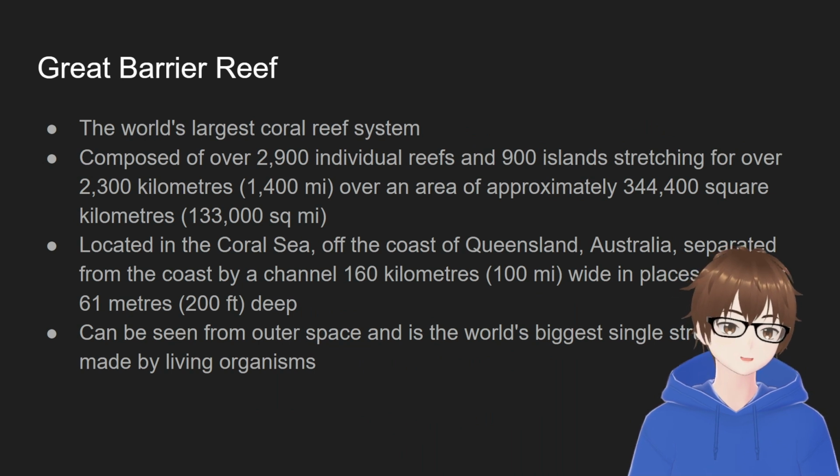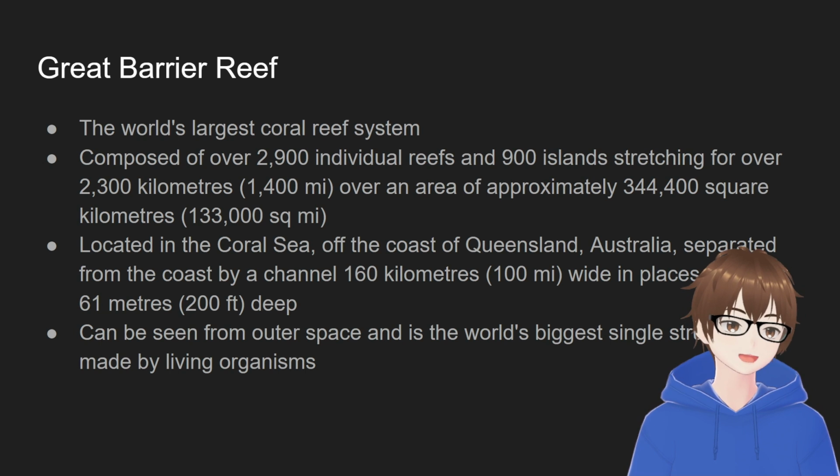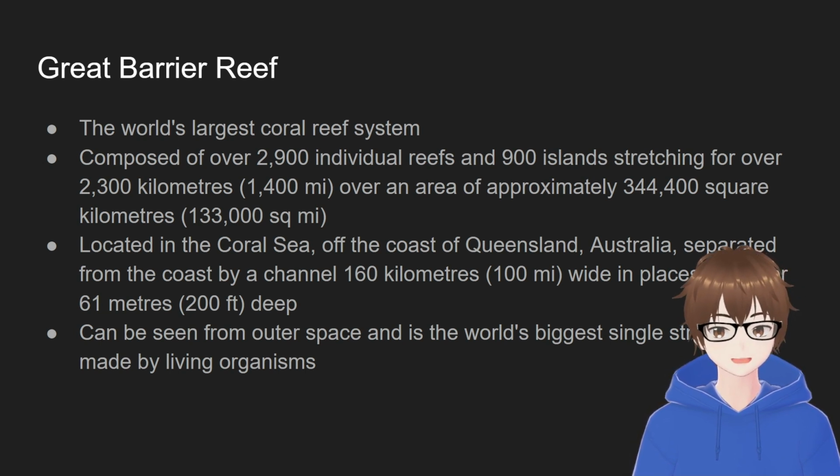One of the most well-known barrier reefs is the Great Barrier Reef, which is the largest known coral reef system, composed of over 2,900 individual reefs and 900 islands stretching for over 2,300 kilometers or 1,400 miles over an area of approximately 344,400 square kilometers or 133,000 square miles.